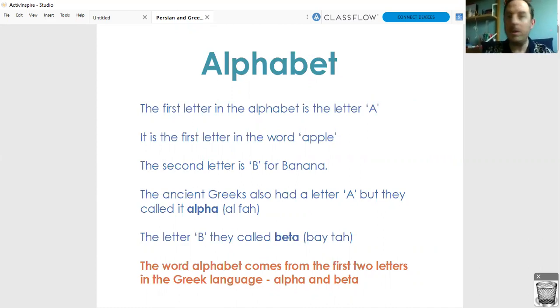It's the first letter in the word apple, for example. The second letter in the alphabet is B for banana. Now, the ancient Greeks also had a letter A, but they didn't call it A. They called it alpha. The first letter of the Greek alphabet, alpha. The second letter in the Greek alphabet, beta.